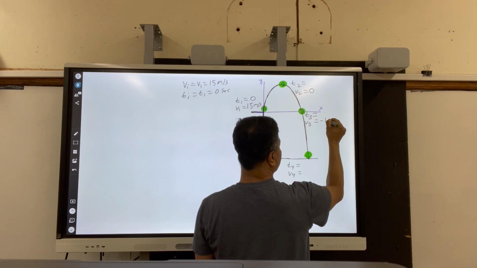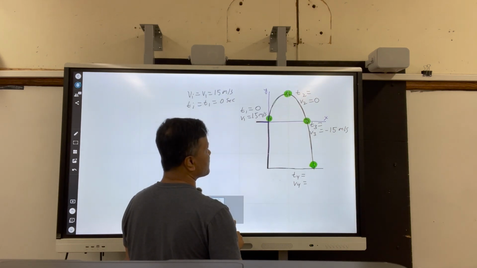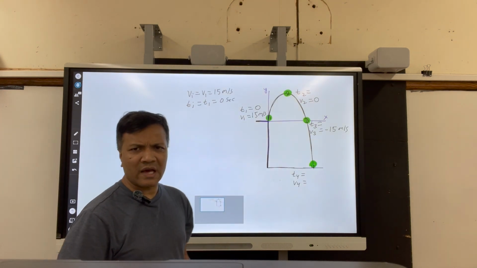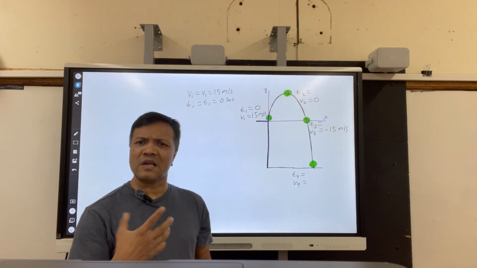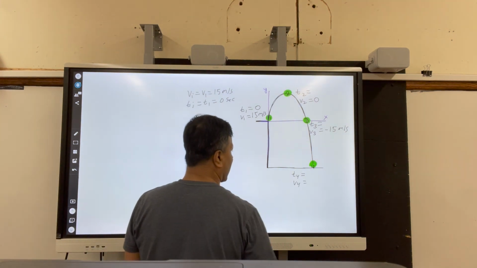I'm going to write negative 15 over here, meter per second. Okay, so far so good. Now this is the information we know. We don't have access to other information unless we do the math. So let's start the math. We want to know the impact time.